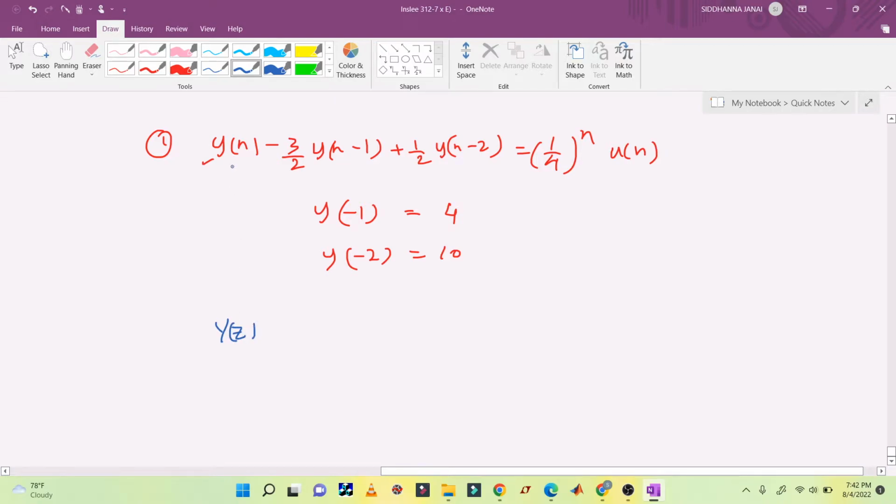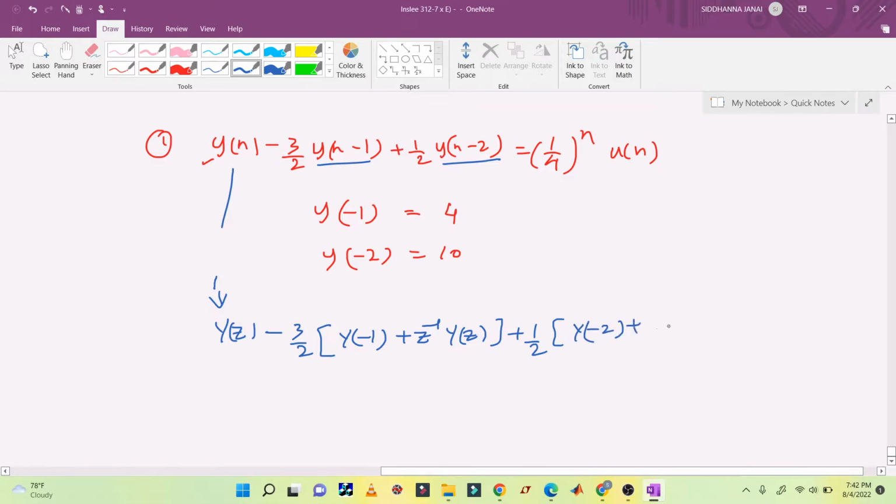Y of n is transformed into Y of z. Similarly here, minus 3 by 2. For this one, the z transform is y of minus 1 plus z inverse Y of z, plus 1 by 2, as it is. The z transform of this one is y of minus 2 plus y of minus 1 into z inverse.